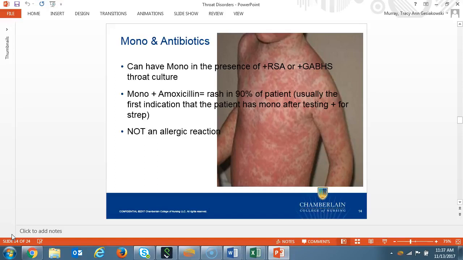When amoxicillin or ampicillin is given concurrently to a person infected with mono, roughly 90% of these patients will develop an erythematous macular rash. The rash coincides with antibiotic use and is often the first indication that the patient also has mono. It's important to note that this reaction is not an allergic reaction, therefore the patient should not be identified as having an amoxicillin allergy.